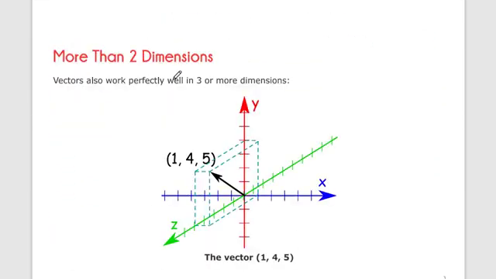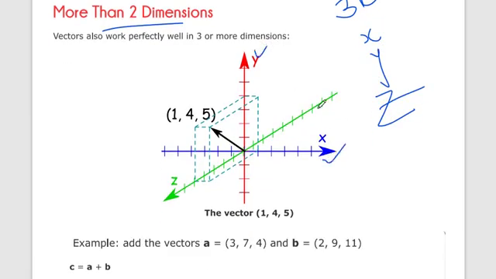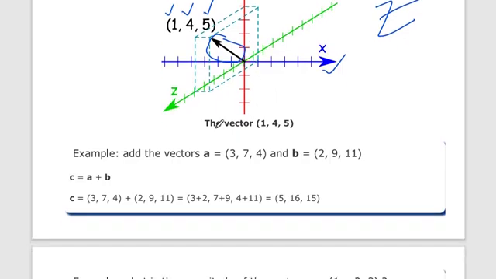Here we have talked about 2 dimensions. So now let's talk about more than 2 dimensions, 3 dimensions, which have values of x, y and z. Here you can see that this is x, this is y, and this is z. So this is one vector which has x coordinate as 1, y coordinate as 4, and z coordinate as 5, like this. The same addition property which we use in 2D works the same way in 3D vectors.